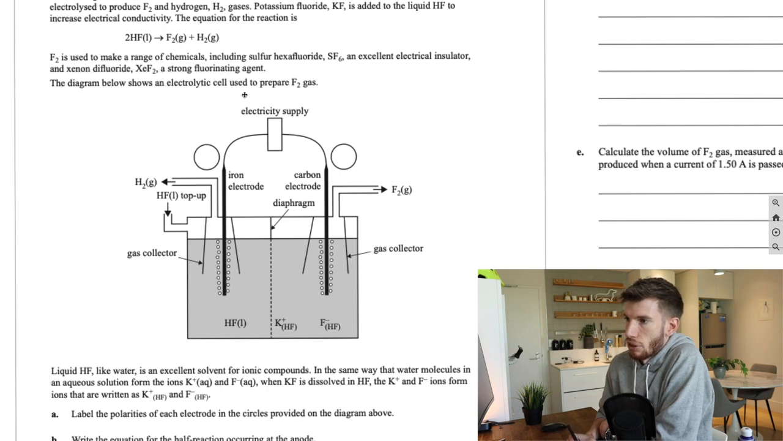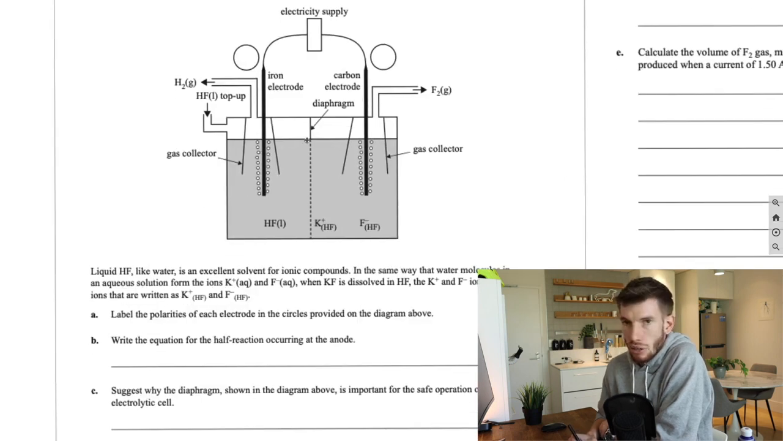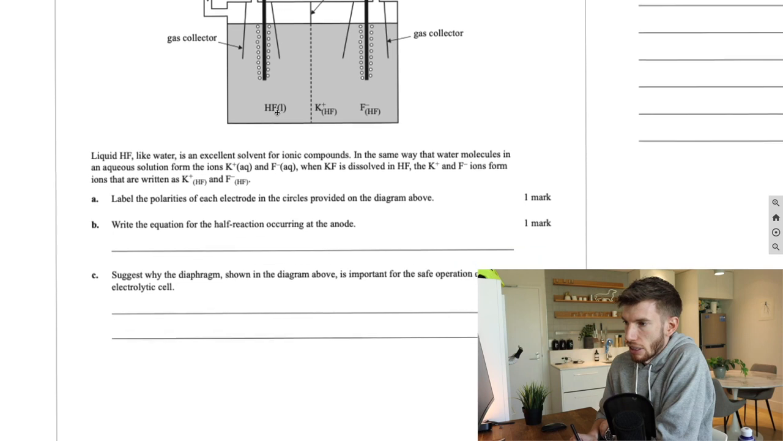The diagram below shows an electrolytic cell used to prepare fluorine gas. So we've got this whole setup here. I wouldn't necessarily look at this too closely. I'll just move on, try to get straight to the questions.